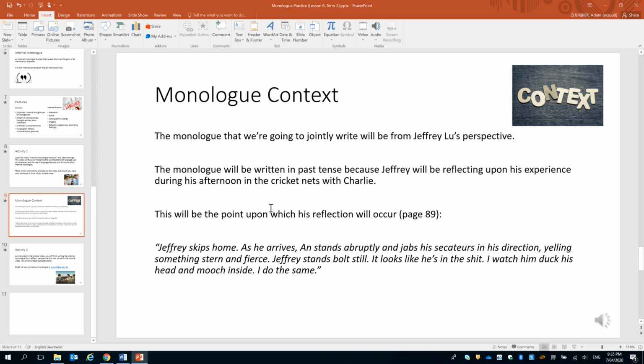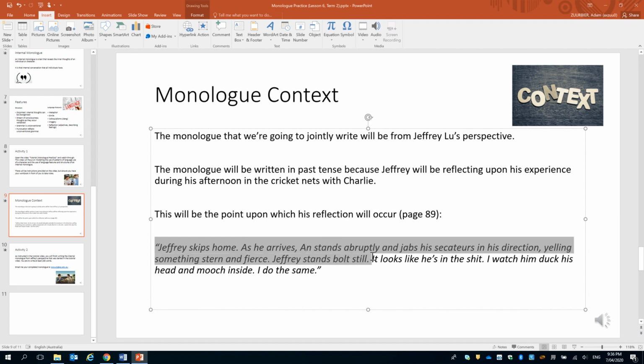That's the plot event that we're going to be reflecting upon. Now, the starting point for the reflection from Jeffrey's perspective is on page 89. So Jeffrey skips home. Remember, this is written from Charlie's perspective, because he's the narrator of the text. We're going to be writing our monologue from Jeffrey's perspective. Jeffrey skips home. As he arrives, Arn stands abruptly and jabs his secateurs in his direction, yelling something stern and fierce. Arn, of course, being Jeffrey's father. Jeffrey stands bolt still, looks like he's in the shit. I watch him duck his head and mooch inside. I do the same.